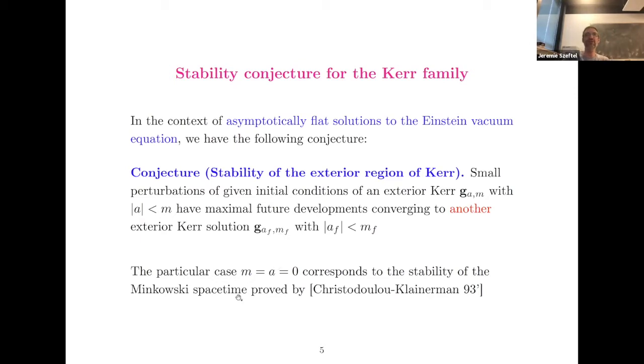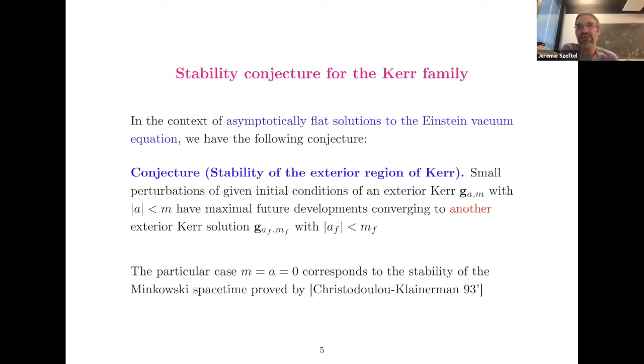Before continuing with the history of this problem, let me immediately mention a particular case which started the program, even though it's quite different in spirit, because it concerns Minkowski, which does not have a black hole. Nevertheless, formally, if you take m equals a equals 0 in the formula of Kerr, you get back Minkowski. Even though it's a singular limit, because Minkowski has a different topology and doesn't have a black hole, it's interesting to see that it is formally part of the family.